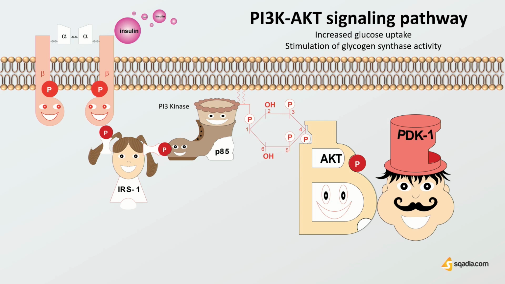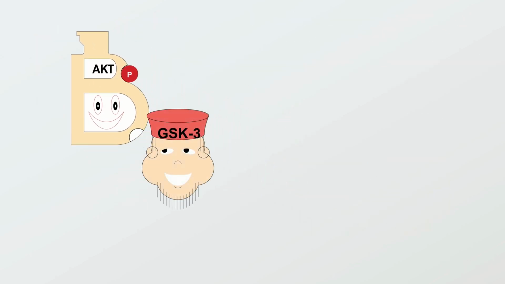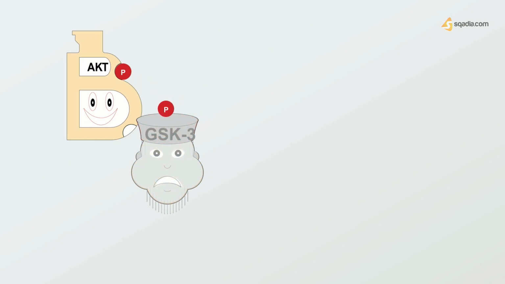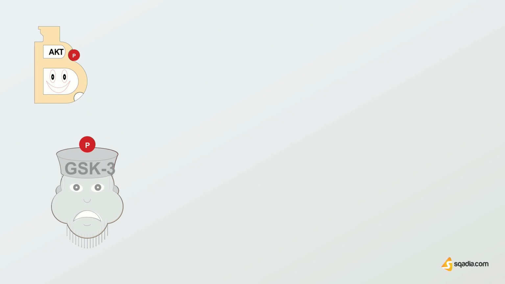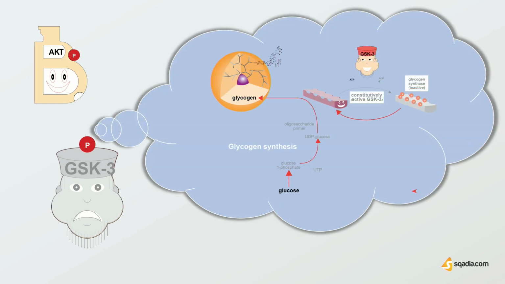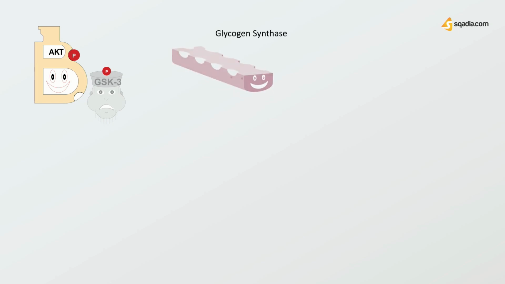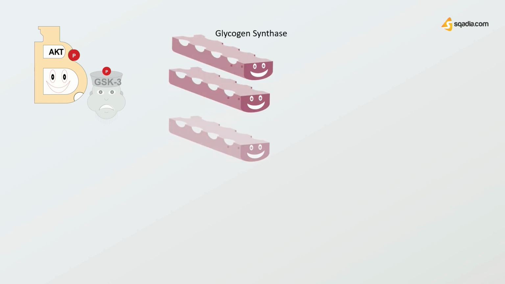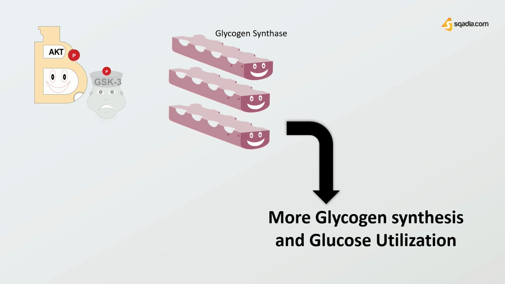Active AKT phosphorylates and inactivates GSK3. Normally, GSK3 causes the inactivation of glycogen synthase, which synthesizes glycogen from glucose. When AKT inactivates GSK3, the level of the enzyme glycogen synthase increases. This will lead to more glycogen synthesis and glucose utilization.